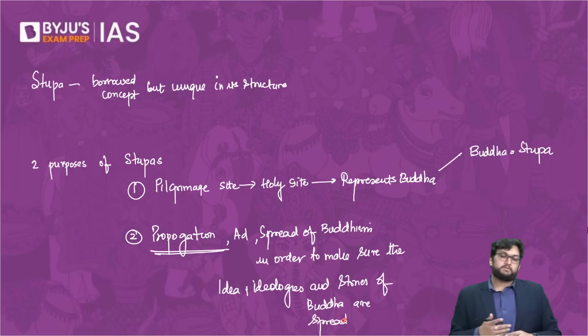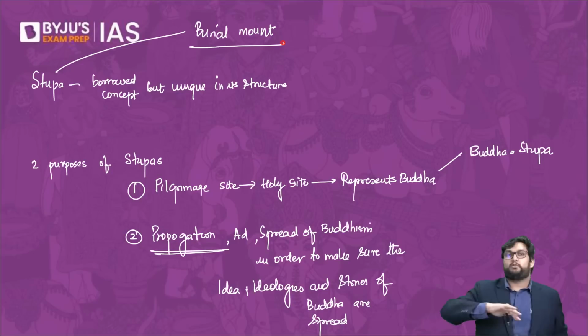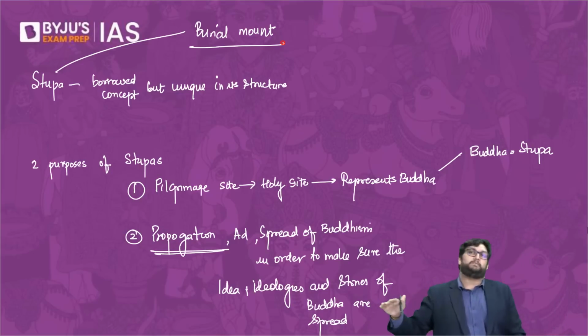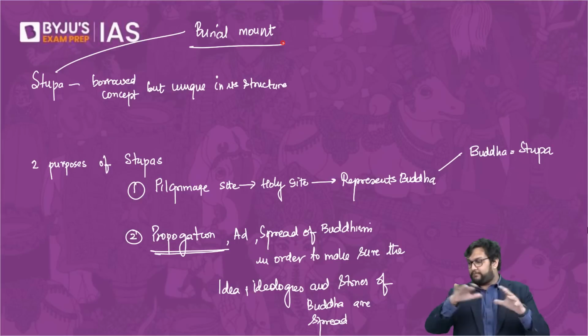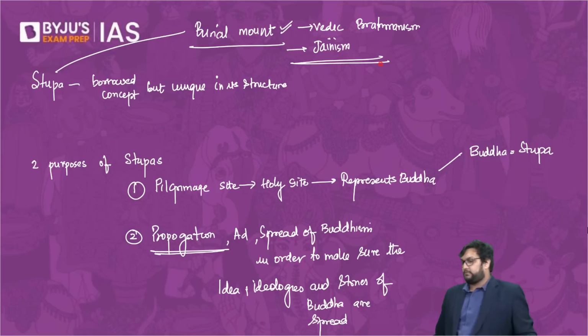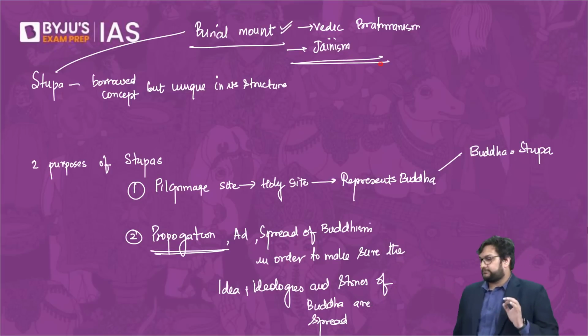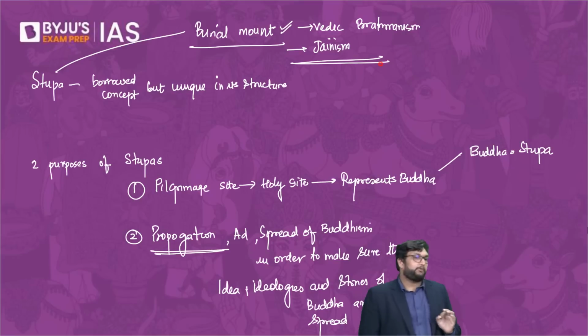Why borrowed concept? Because in Vedic Brahmanism, the stupa is basically a burial mound. When you bury somebody, you put dirt over that person or that mud over that person. That burial mound concept is not specific to Buddhism. It is there in Vedic Brahmanism also, and it is there in Jainism also. So the idea is not specific to them. If we are clear about this, then we talk about the structure. Are we clear about these 2 points?